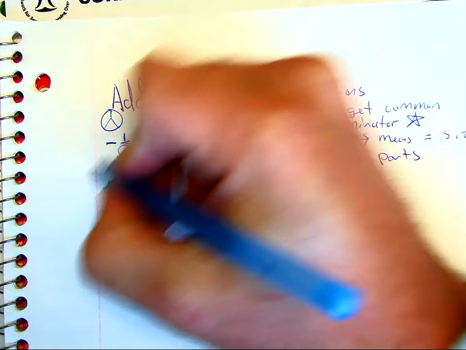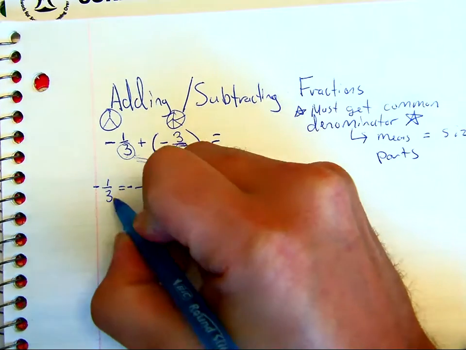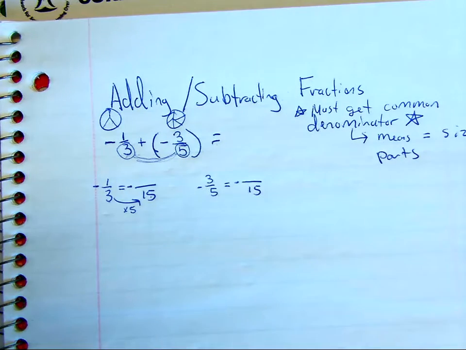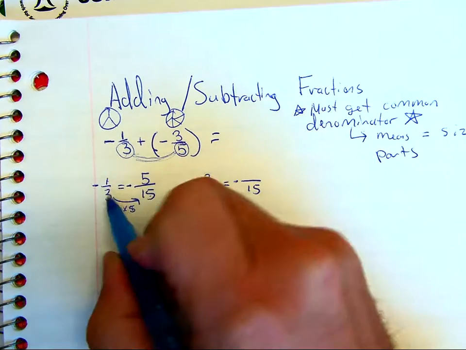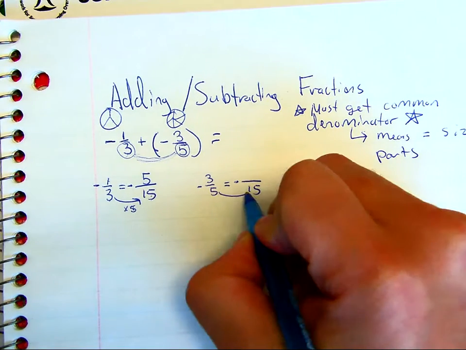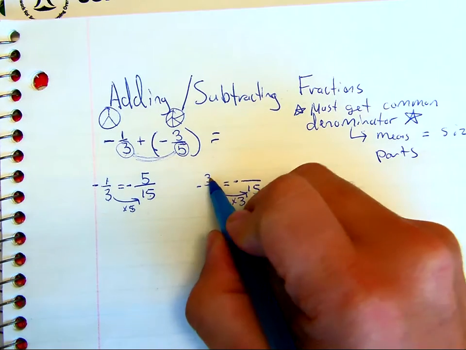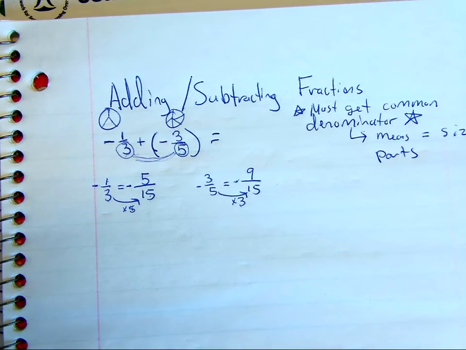And this is a negative 3/5 and this is a negative 1/3. So I'm going to get a negative and a negative. Well, to get from 3 to 15, that's times 5. So I have to do 1 times 5 to get me 5. So negative 1/3 is the same as negative 5/15. To get from 5 to there, that's times 3. Negative 3 times 3 is a negative 9.